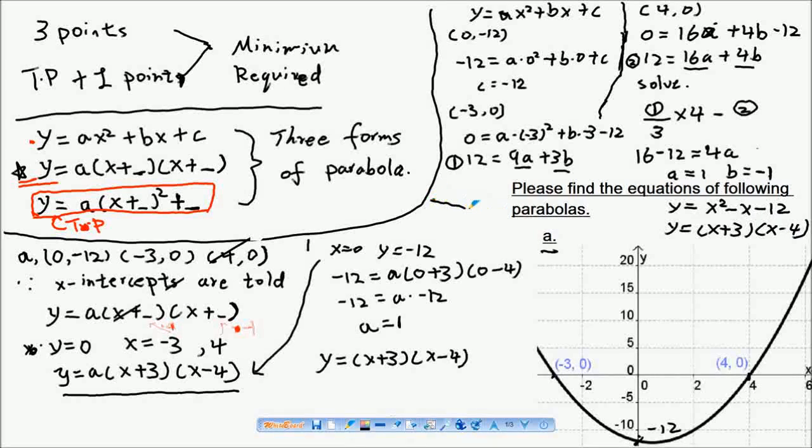Either way, both methods have the same equation. So, you don't have to use this method, unless you want to. I just do it to show you. The idea is to substitute every point in, and we have a simultaneous equation to find the constants a, b, c.